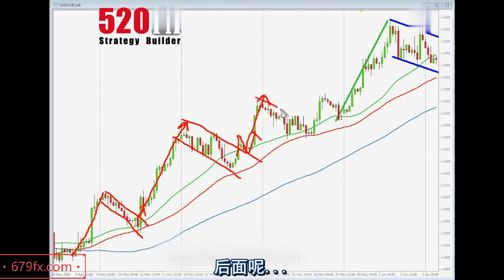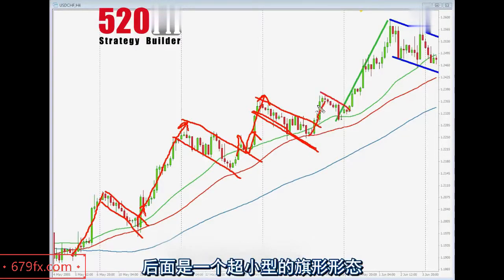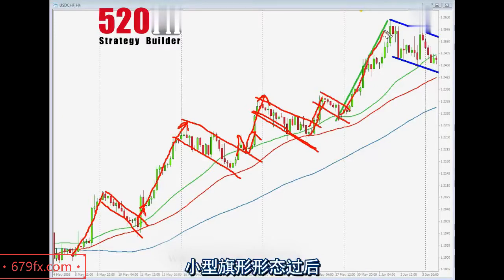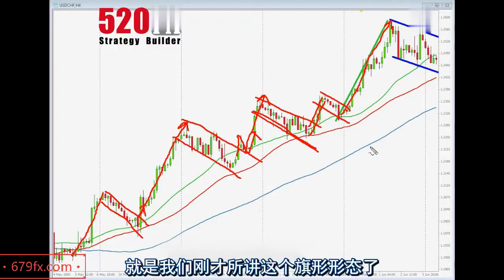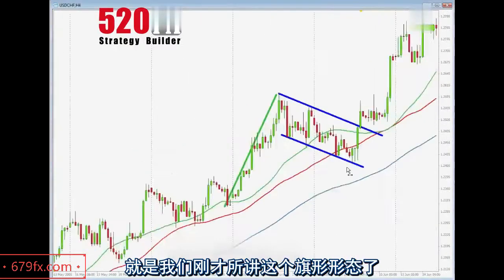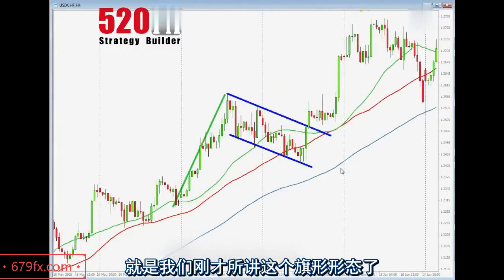And then what do we have? Well, have a look by yourself. We have here another flag formation, another one. Here we have a tiny flag formation. Anyway, that tiny flag formation gives way to our main flag formation, the one we've just been reviewing on this video, etc.